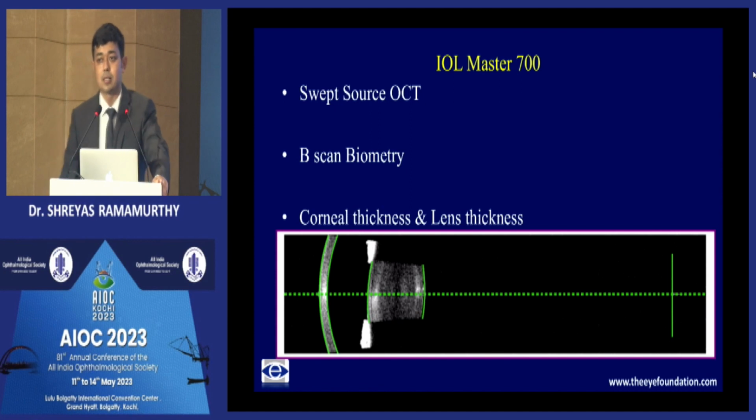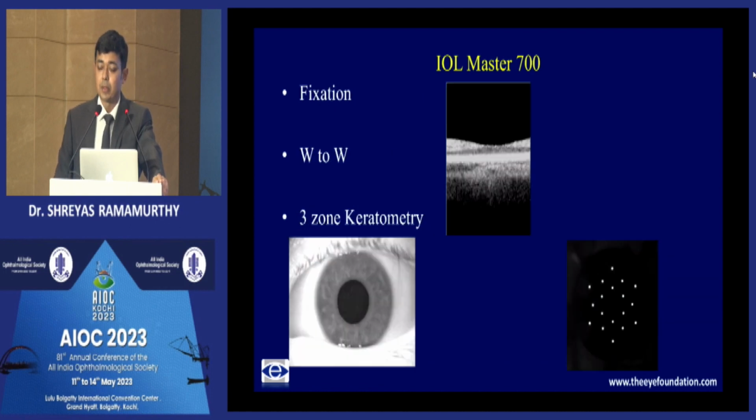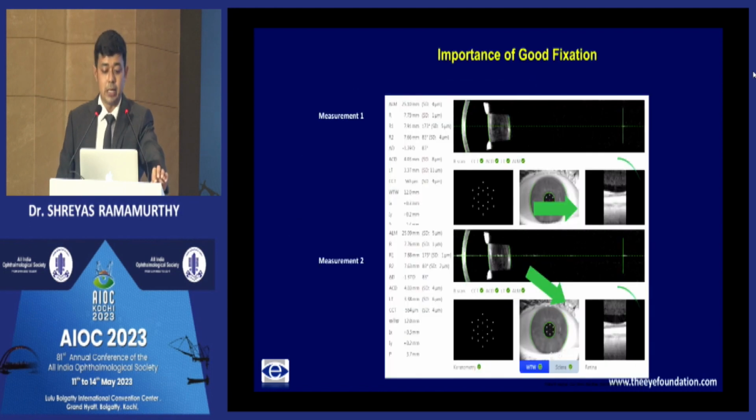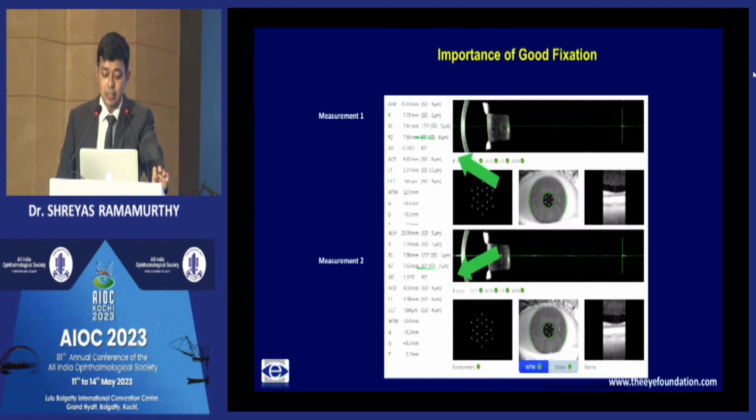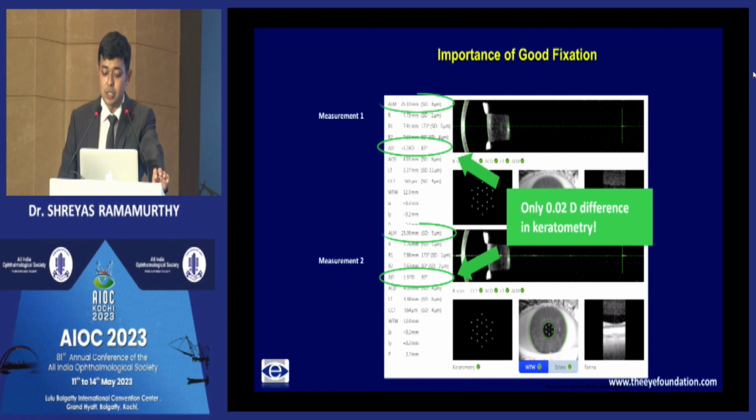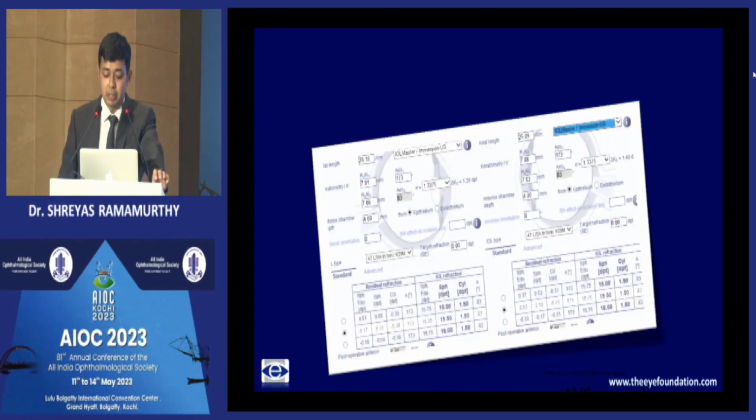Now, if you have a patient who's not as cooperative, here you can also image the foveal pit. This makes it even more accurate because you know for sure whether you're measuring at the right point. When the foveal pit is imaged properly and you have good fixation, you can see that the readings are extremely repeatable and the IOL power is exactly the same.